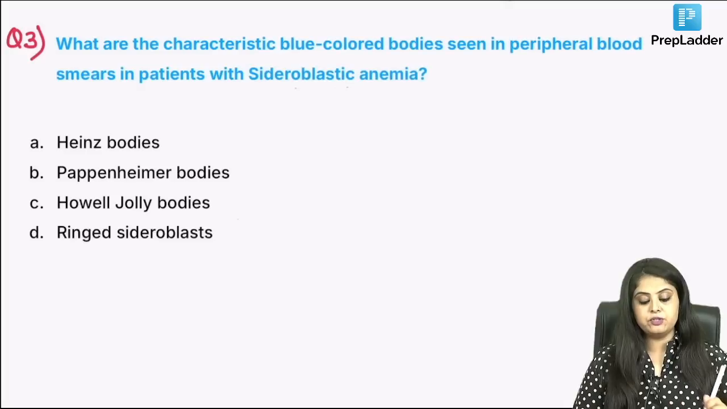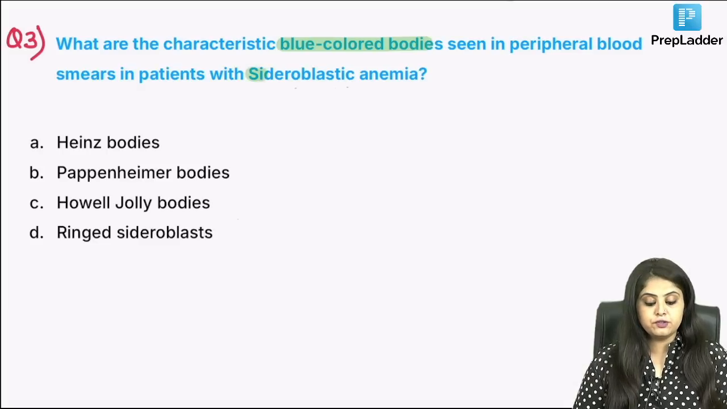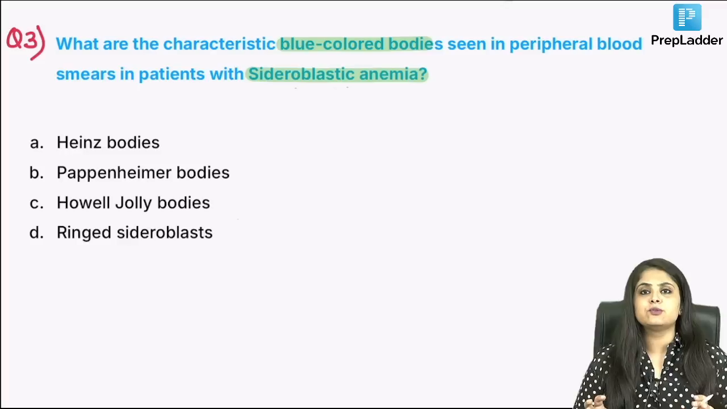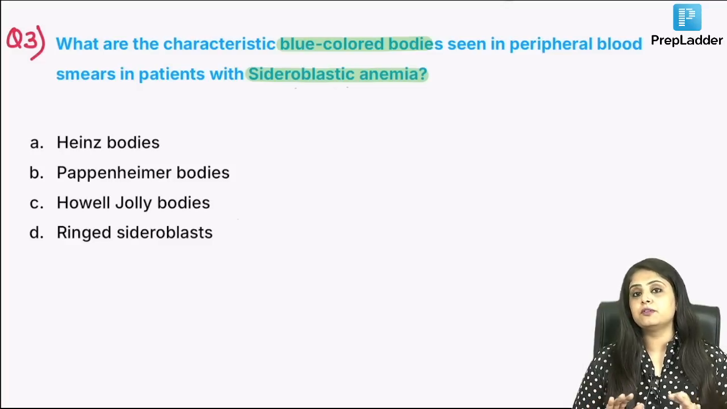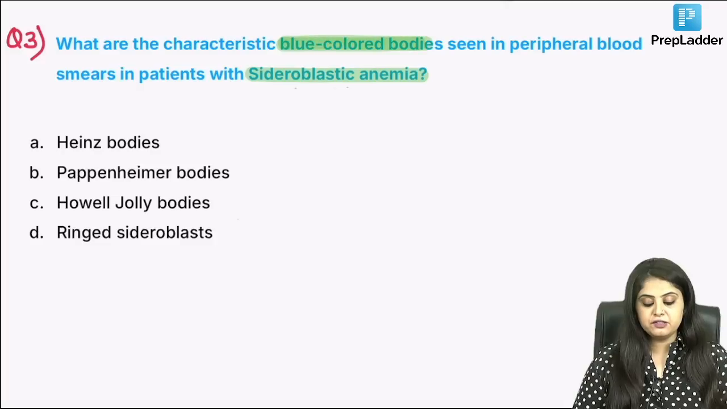Moving on to question number 3 over here, they are asking what are the characteristic blue colored bodies that are seen in the peripheral smear in patients of sideroblastic anemia. Today I've got a very good mixed bag, something of hemat, something of pathology, systemic, a little bit of general. So the 5-7 questions that we have are going to make up a good diverse bag for you. So blue colored bodies, peripheral smear, you're talking about hemat, sideroblastic anemia.